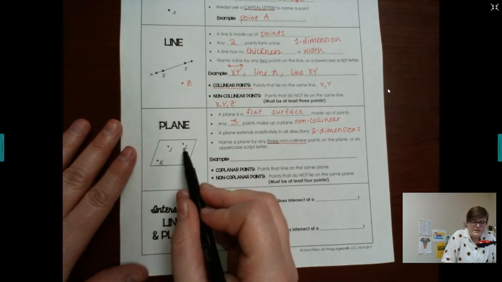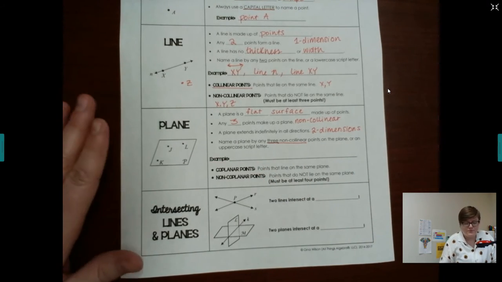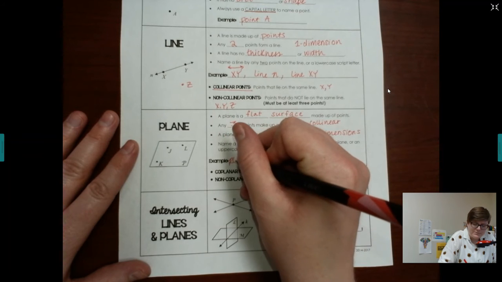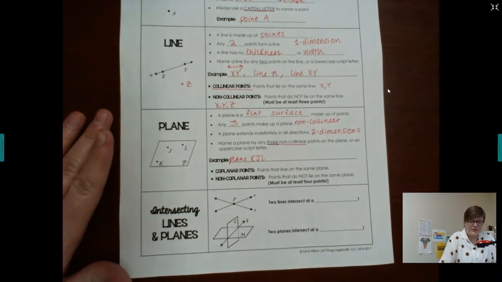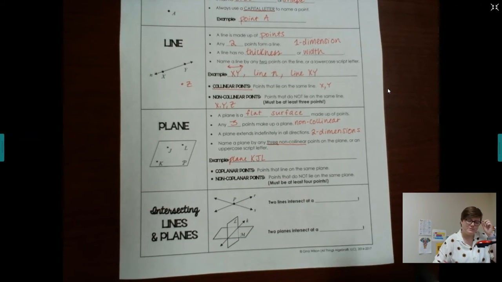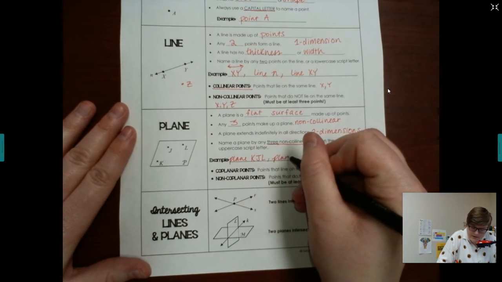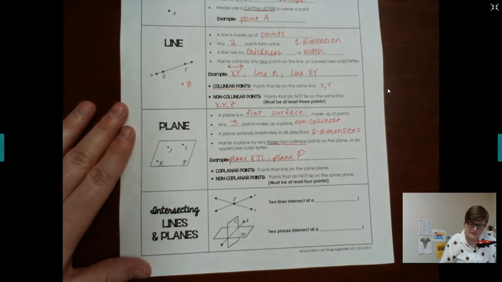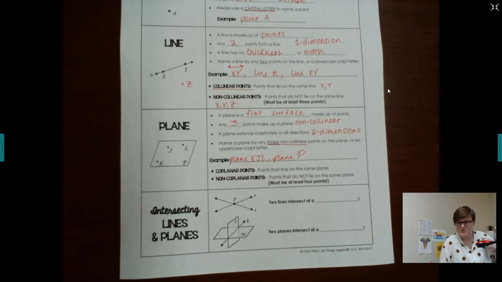We name a plane with 3 non-collinear points. So here K, J, and L are given, and you can't draw one line that goes through all 3 of them, so we can say this is plane KJL, or we can use an uppercase script letter like this big P. Plane P. And that little bit at the end just makes it script because P is not a very scripty letter.